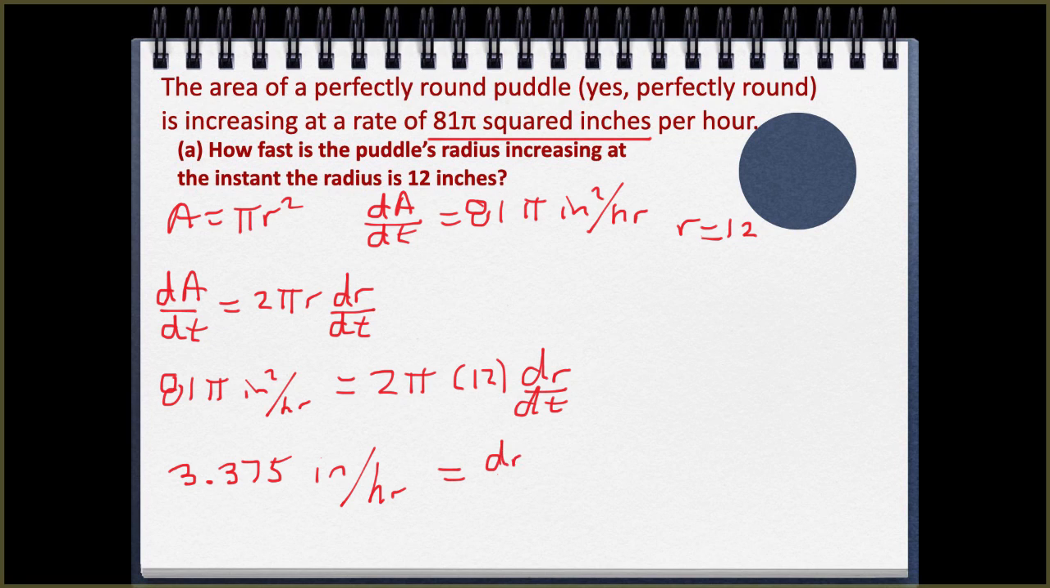This is dr dt. So what this is saying is if my puddle's size is increasing at 81 pi inches squared an hour, and our radius is at 12, then the radius is changing 3.375 inches per hour at that time. And this is a simple related rates problem. We wrote our formulas, we identified what we knew, we then differentiated. After we differentiated with respect to time, we plugged in the values that we knew, and we solved for, in this case, dr dt, what we were looking for, the instantaneous rate of change of the radius.